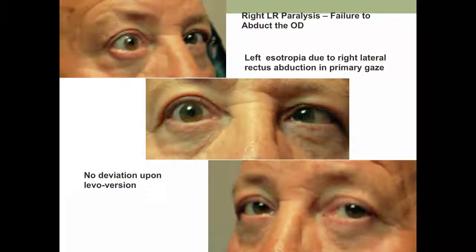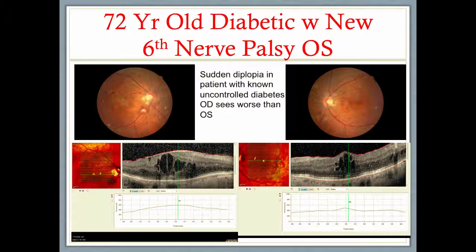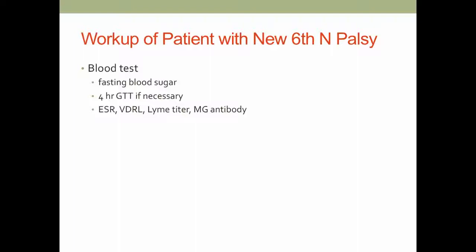This person had a sudden sixth nerve palsy. When we looked at the back of the eye, this patient was found to have uncontrolled diabetes, worse in the right eye than the left eye, and that's the reason why they fixated with the opposite eye. It's not hard to understand what needed to be done with this particular patient. If a patient does not have obvious diabetes, you need to really take a look, make sure that they're not diabetic. Get a SED rate. If they're in Lyme territory, get a VDRL and a Lyme titer. Myasthenia gravis antibody tests are helpful in that area.